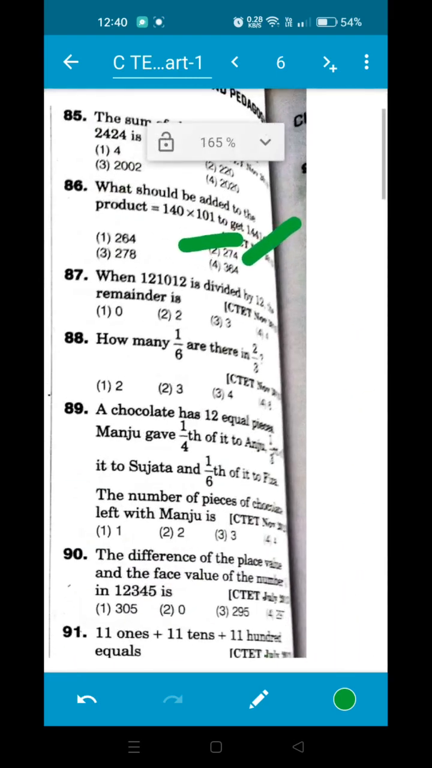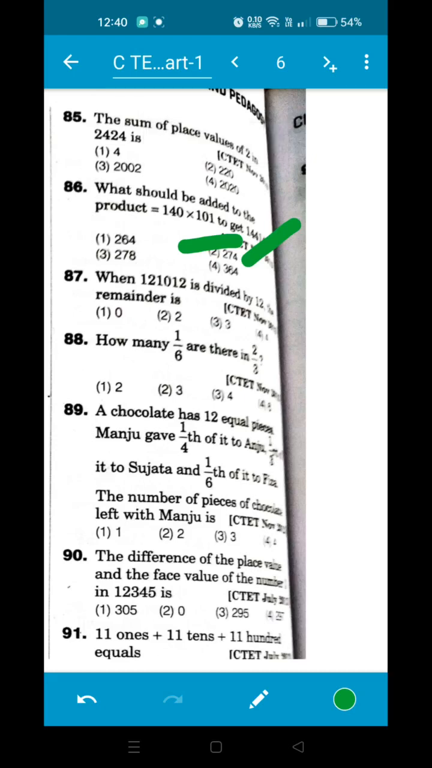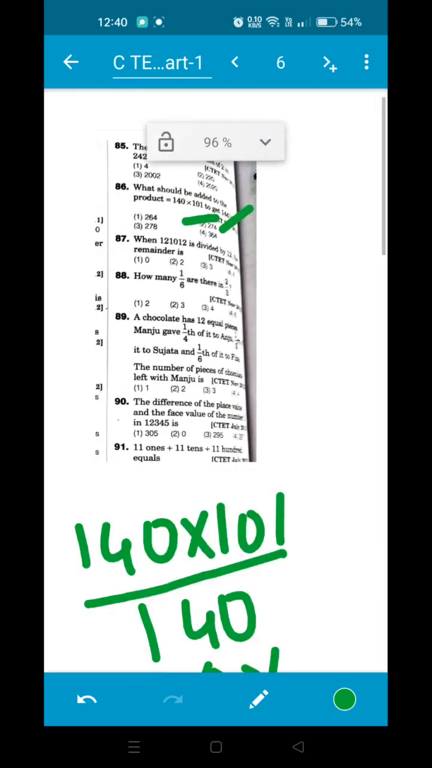Next question number 87. When this is divided by 12, the remainder: you have to do the division and find the remainder. We just did division, so you can do the division.